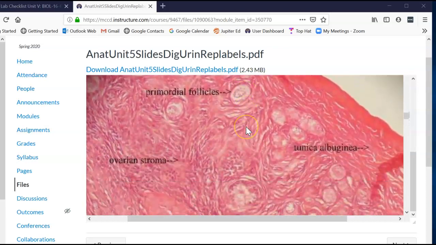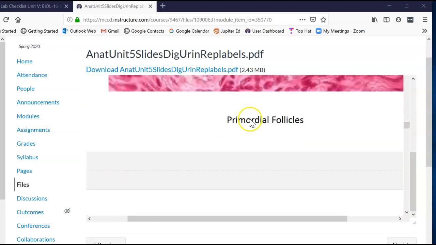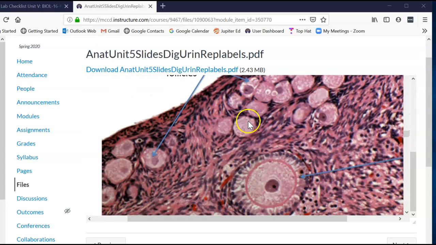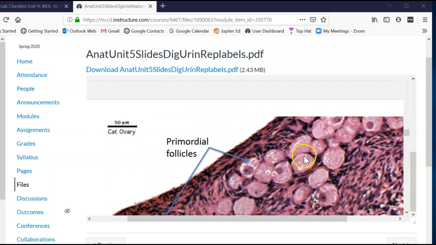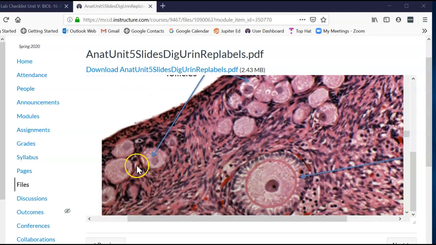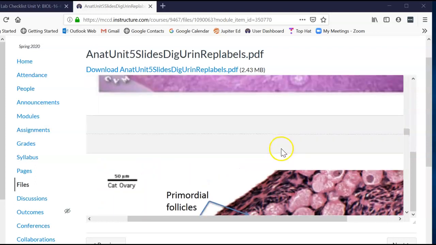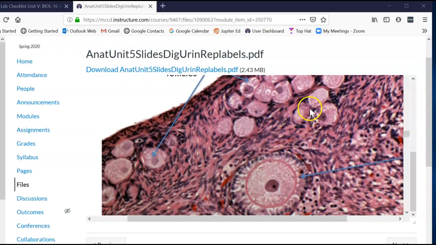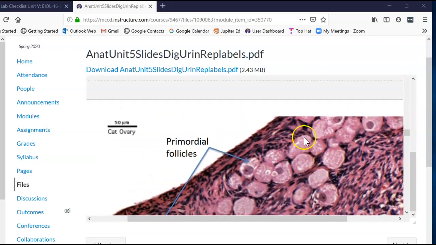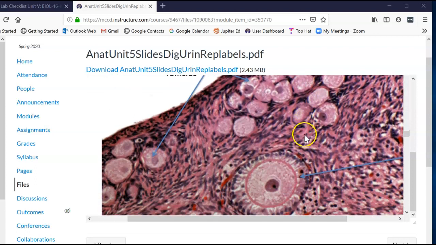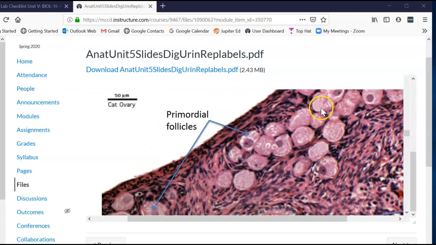And when these develop, let me show you one more picture here. I think it's, yeah, right here, shows you the primordial follicles all grouped together on the edge here. We have a germinal epithelium here that gave rise to these primordial follicles when the baby was still developing. And by the time the baby is born, she will have all of these primordial follicles.